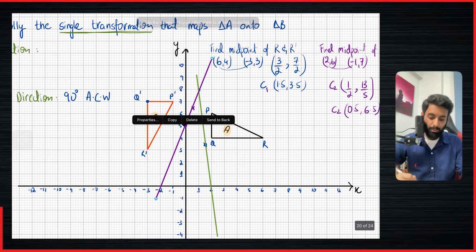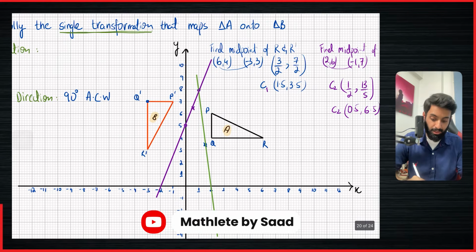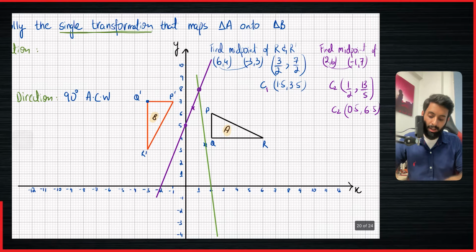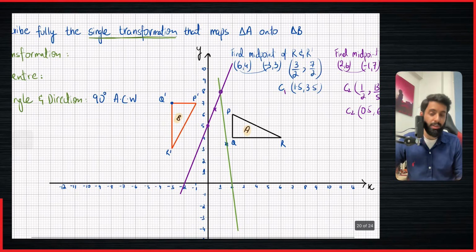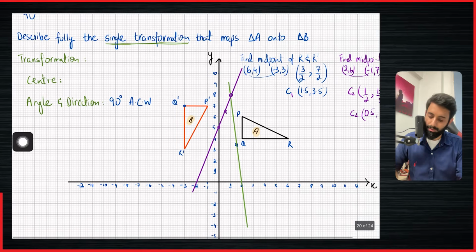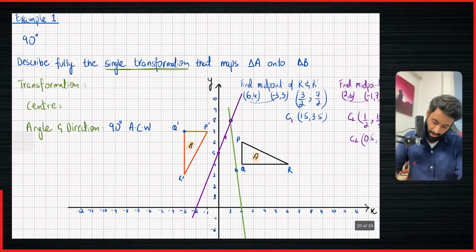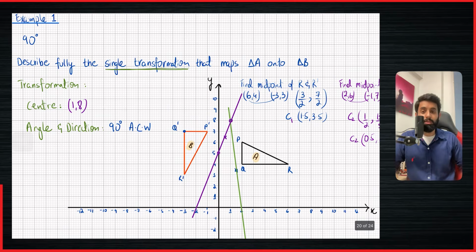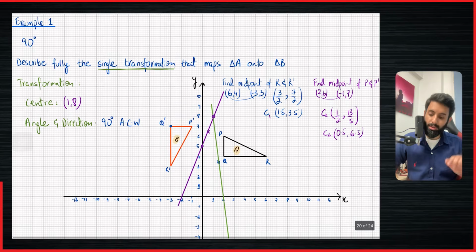And what do we have now? We have ourselves a point of intersection, and this point of intersection is basically what? This point of intersection is our center. So that means we have finally found our center, which has coordinates (1, 8). And there you go. That is your answer.